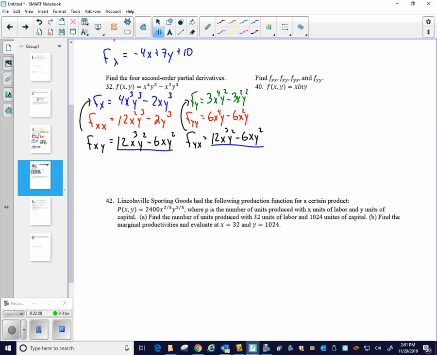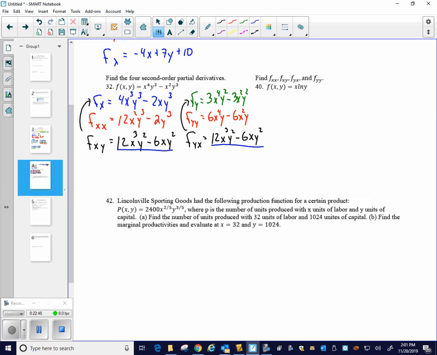There's actually a theorem, which you don't really have to know by name, called Clairaut's Theorem, and it just says that the second partial derivatives are equal to each other. That's if you do f_xy and f_yx. So you've got to go with both variables, and that should be the case.